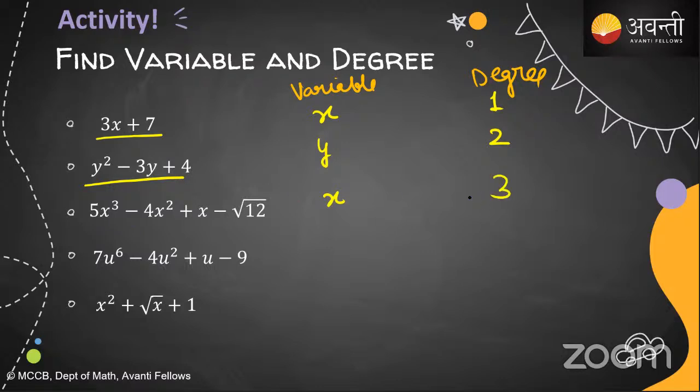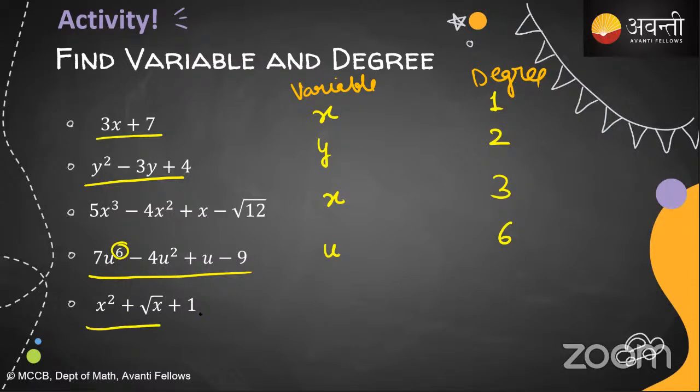Yes, Mangesh, very good. And now tell me 7u raised to the power 6 minus 4u plus u minus 9. This is a polynomial in u, so its variable is u, and the highest power is 6, so degree is 6. What about the last one?